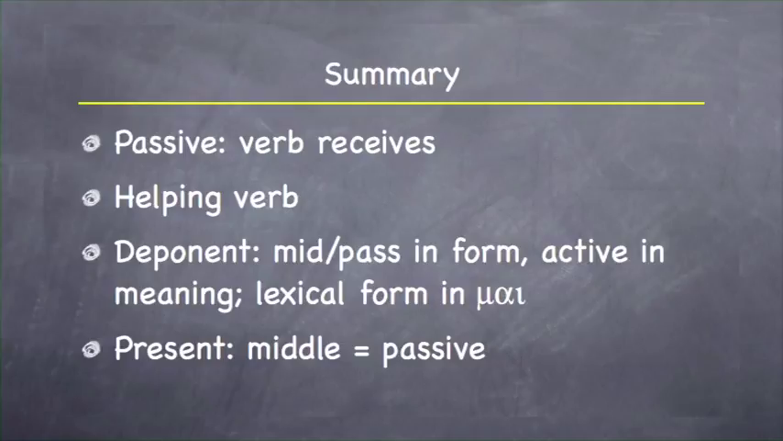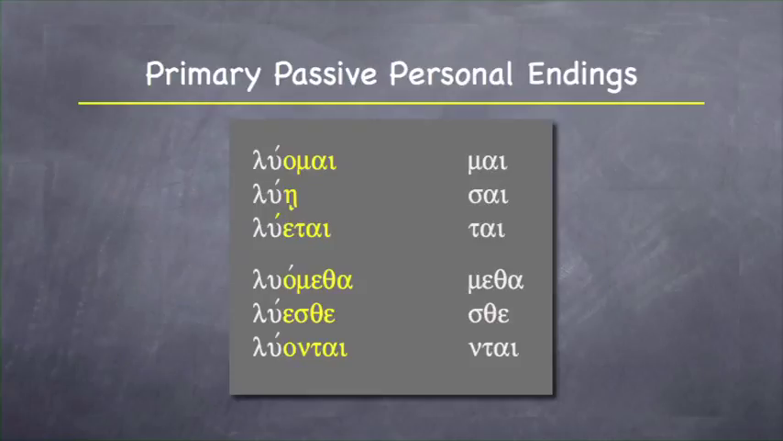In terms of the form, in the present tense, middle and passive are identical, so there's nothing new there, at least in terms of the middle. In terms of meaning, all of the middles that you're going to see in this chapter and for several chapters to come are deponent. So all the middles are going to end up having an active meaning. We learned the primary passive personal endings. They are mai, sai, tai, metha, sthe, ntai. There's that cheerleader again. Omai, ē, etai, ometha, esthe, ontai. And then with luō, luomai, luē, luetai, luometha, luesthe, luontai.